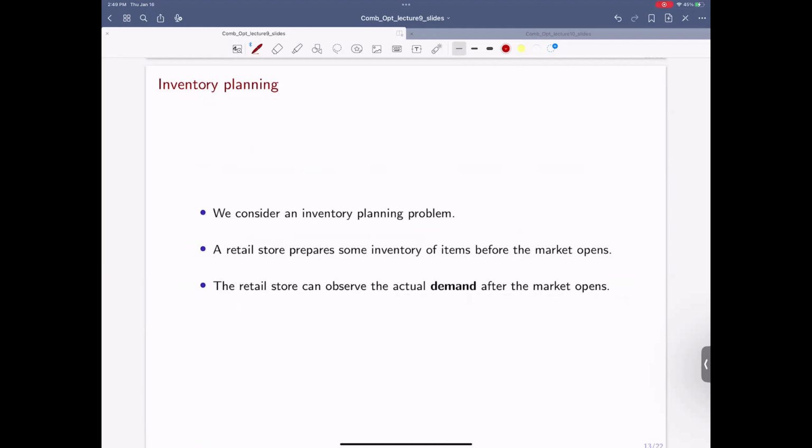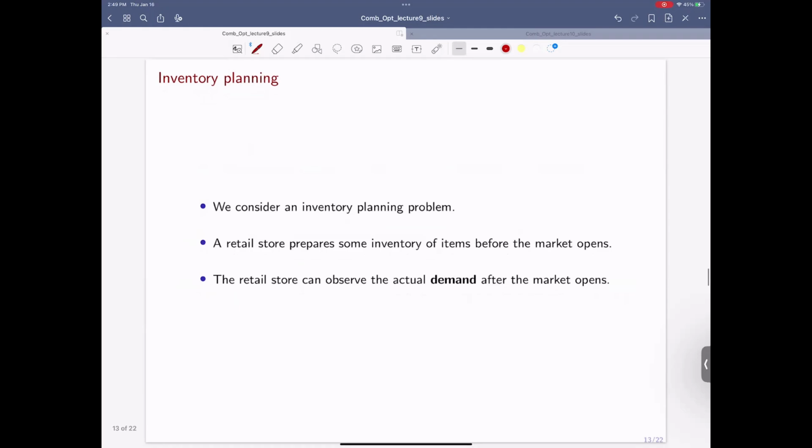So we have an inventory planning problem. This is a simple problem. A retailer has to prepare some amount of items before the market opens. It's not that you observe the demand first and decide the quantity; you prepare first and you wait for the demand. So it's possible that your stock value is smaller than the demand or vice versa.